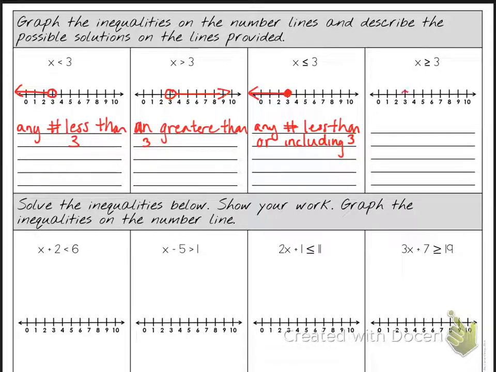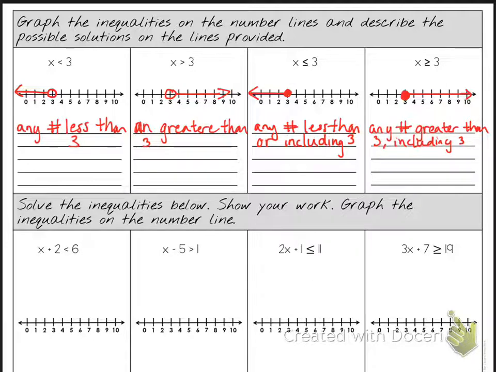And then x is greater than or equal to 3 is any number greater than 3, and the dot's closed. So that means it's including 3. So 3 can be your answer, 4 can be your answer, 3.21 can be your answer, any number greater than 3.